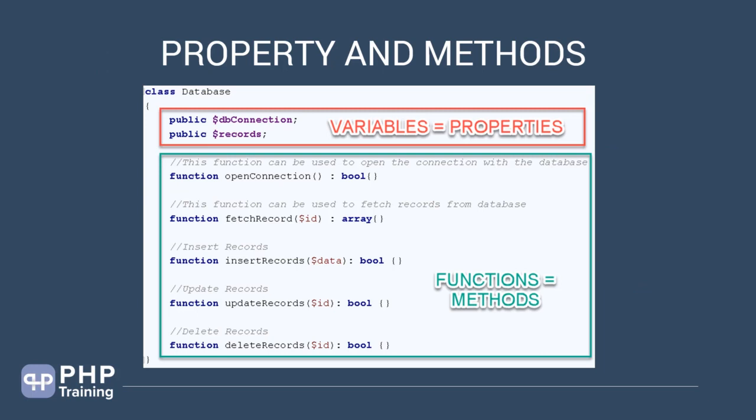So what are property and methods? If it's a database class that you have seen previously, which we just created, the DB connection and records are basically variables, but we call them properties. The functions that we have created are called methods. So remember this from here on, whenever you write a class and explain to your friends or somebody else, try to call them properties, try to call them methods.